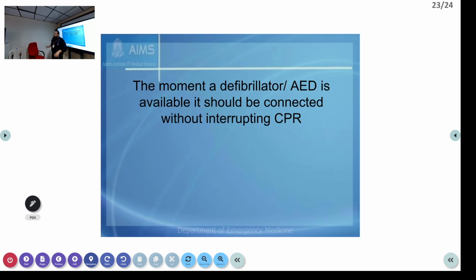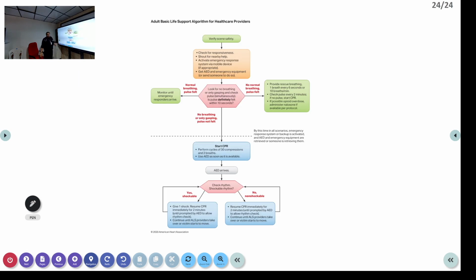Next, the moment a defibrillator arrives. For example, in a hospital, we can get an AED or a defibrillator. The moment you get an AED or a defibrillator, without interrupting the CPR, you connect it to the patient and see whether it is a shockable rhythm or a non-shockable rhythm. Depending upon that, you deliver the shock. So again, this is the most important algorithm that you need to remember. This is the cardiac arrest basic life support algorithm.